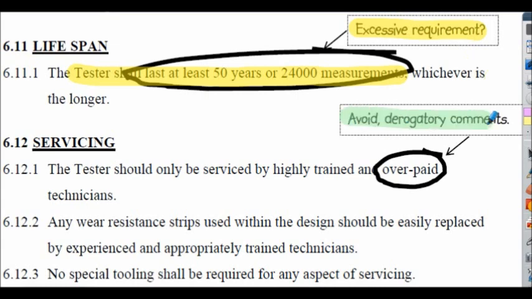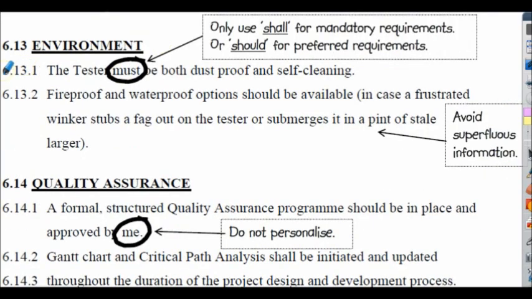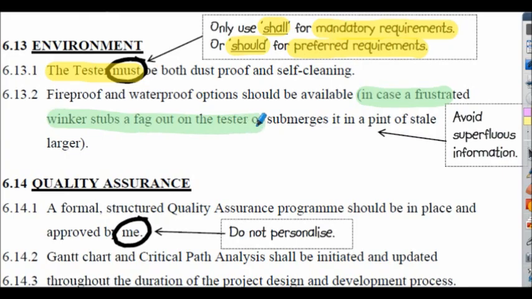And again, here another derogatory comment. We should avoid such derogatory comments. Under the heading of environment, clause 6.13.1 states the tester must. And again, as stated before, we only use shall within a clause related to a mandatory requirement, or should related to customer preferred requirements. We seem to try to avoid superfluous information. We seem to have some information here that really is not required, slightly derogatory as well. So we avoid superfluous information. We just need to be very specific, very concise, very precise within our product design specifications and technical reports in general.